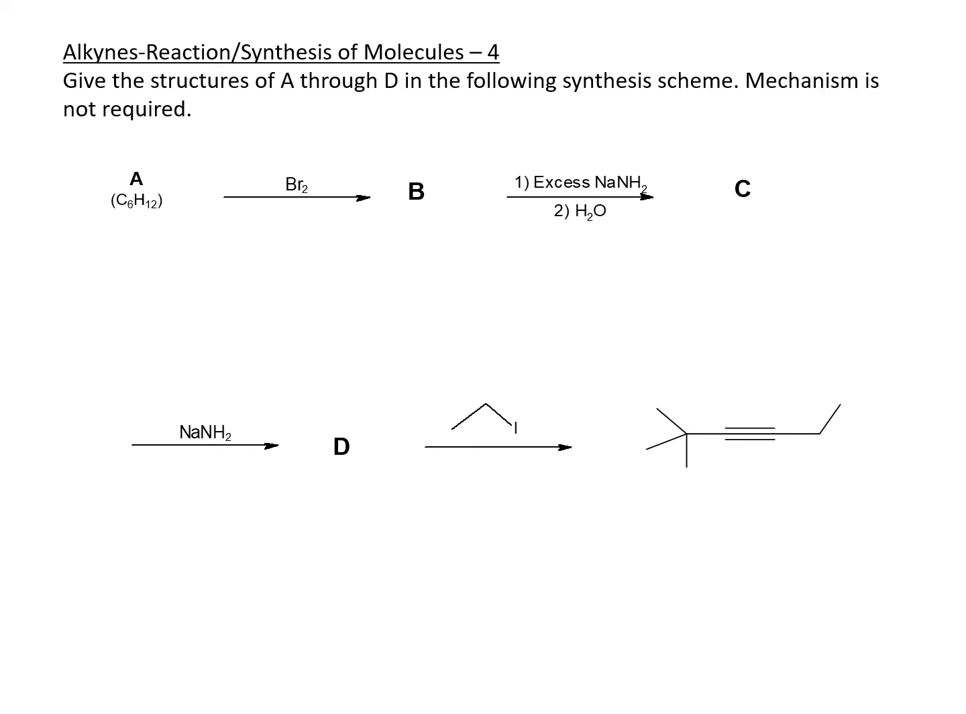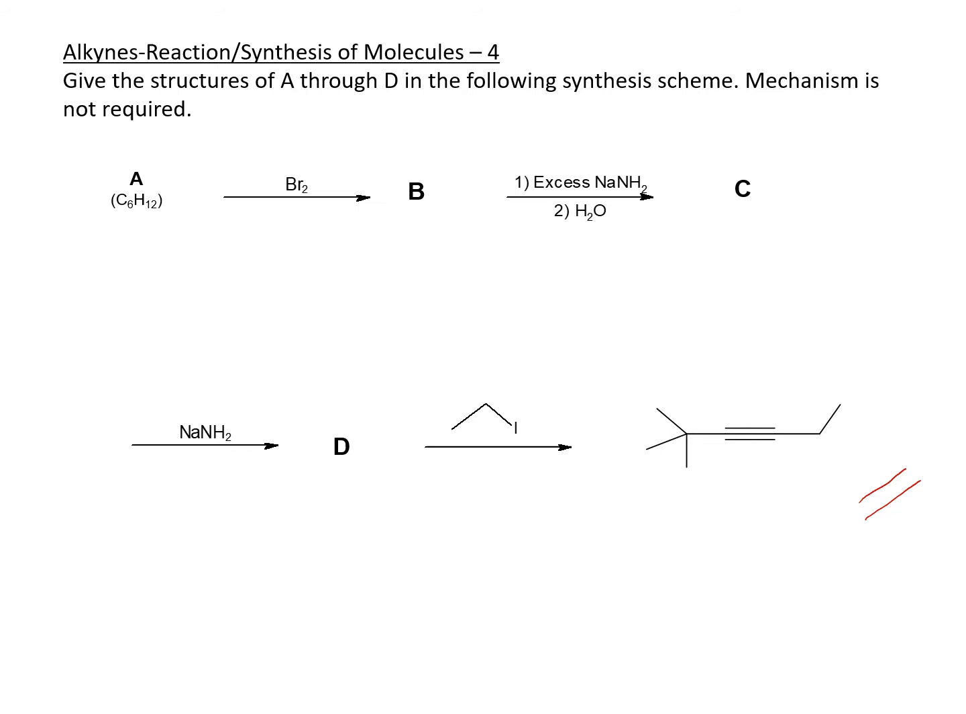Given the structures A through D and the following synthesis scheme. For a scheme like this, you can start from A, or you can look at the product that's given to you, which is really fantastic. So you have something to at least look for as your target, and then you can work your way backward to figure out the structures of A, B, and all that.